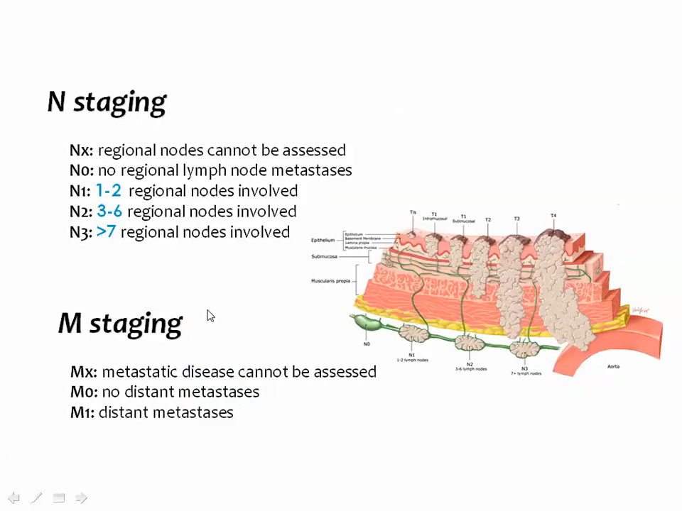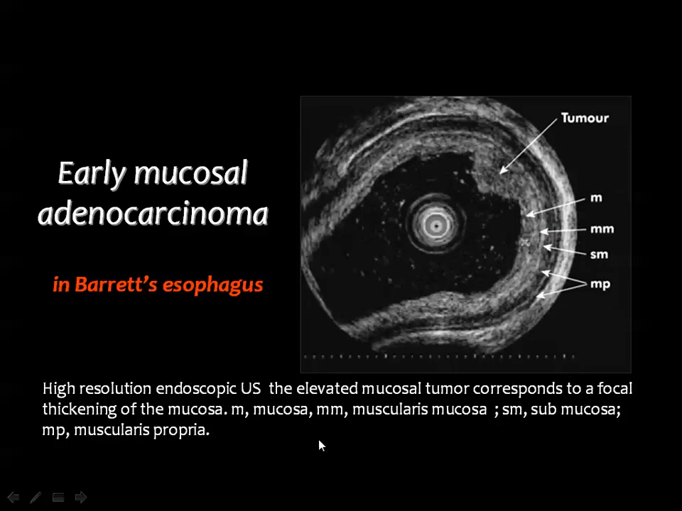And the staging of nodal metastases depends on the number of lymph nodes in the region of the involved segment. N1 means 1 to 2 regional nodes, N2 3 to 6 regional nodes, and N3 more than 6 regional nodes. And the M1, of course, is the detection of distant metastases.